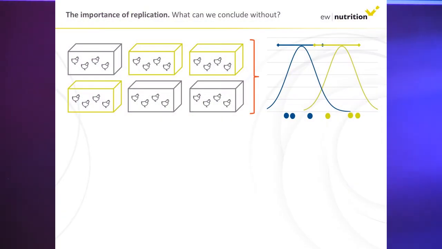Now a little bit about the importance of replication. So here you see two density curves. These are clearly showing that there is, in this case, a difference between the two treatment groups. In reality, we would not know these curves, of course. So we do studies. We have, in this case, a small number of replications, three per treatment, and the dots represent the observed outcome, the observed performance. So remember, we don't know what the curves are.